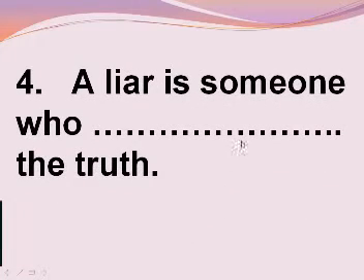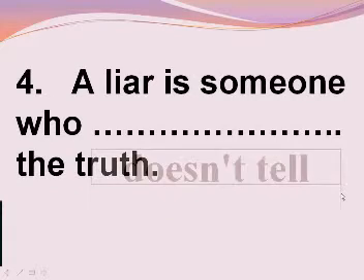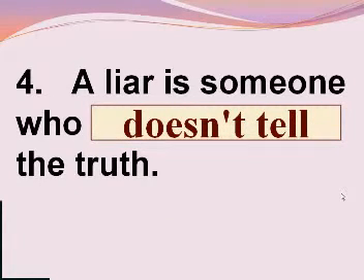Number 4, a liar is someone who blank the truth. It seems like I'm defining something, okay? So, doesn't tell the truth. A liar is someone who does not or doesn't tell the truth. So we have the present simple tense here and it is negated. How do we negate it? We need an auxiliary verb, which is does here, and we add not: doesn't or does not tell the truth. And of course, the auxiliary is usually followed by the infinitive verb.